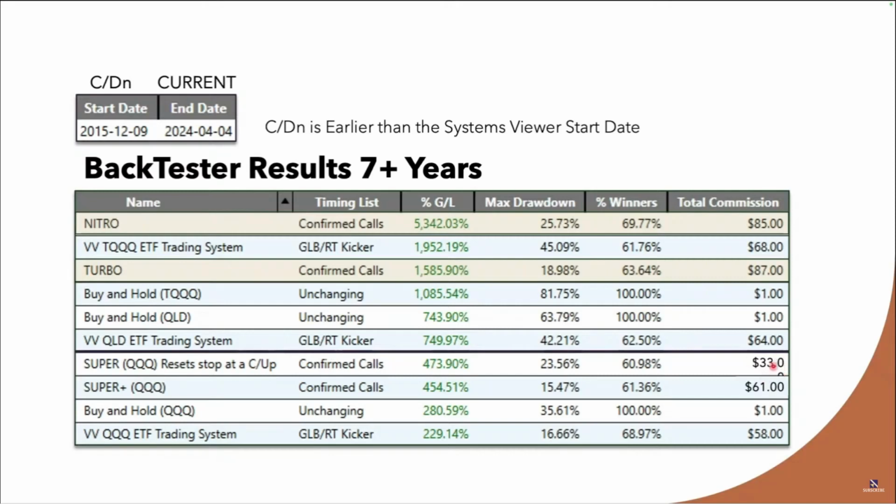So if you wanted to get close to buy and hold, that's probably the system that you would use. You get a little lower maximum drawdown than buy and hold here, but you get significantly better return. And if you go with more trades with Super Plus, you get better than buy and hold with a really low drawdown in comparison, less than half the drawdown.